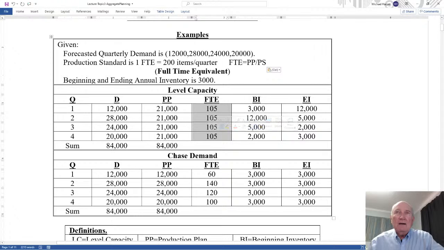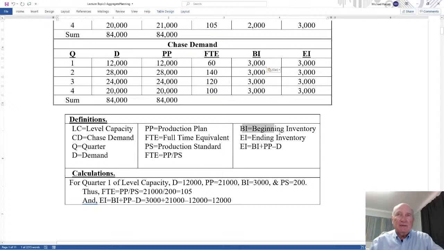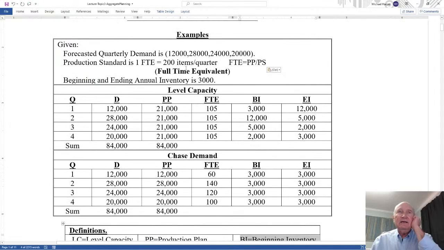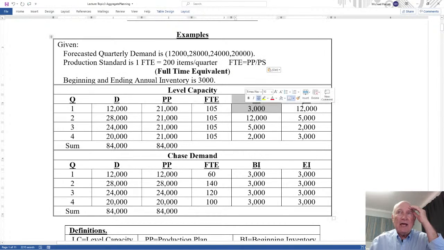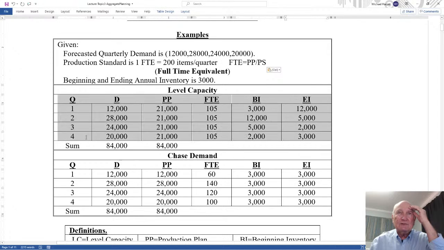Okay. Now, remember I said there are 4 things. There's demand, there's productivity, there's labor, and the last is inventory. So here's my inventory over here. BI is beginning inventory. EI is ending inventory. Again, down here, I have the definitions, beginning and ending inventory. So the idea is that we have a requirement of the beginning and ending annual inventory is 3,000. We want to start the year with 3,000, and we want to end the year with 3,000.